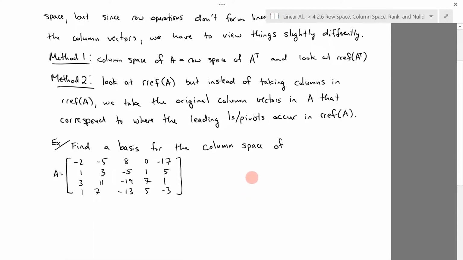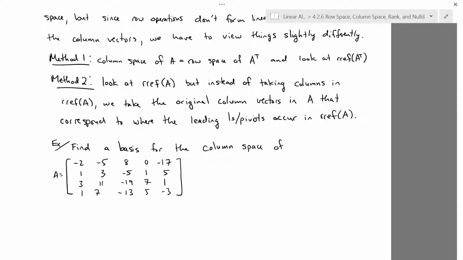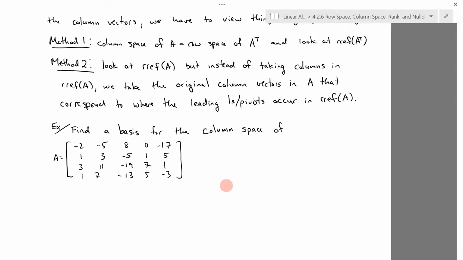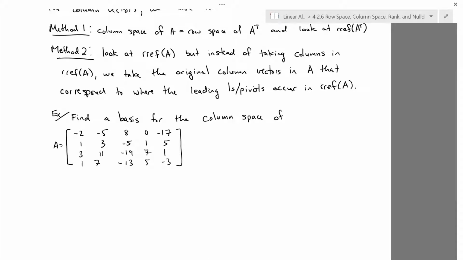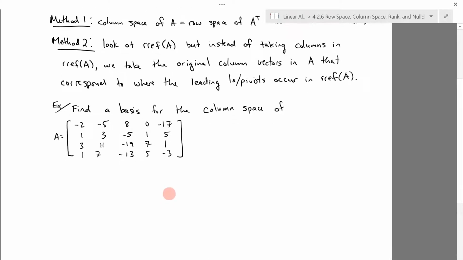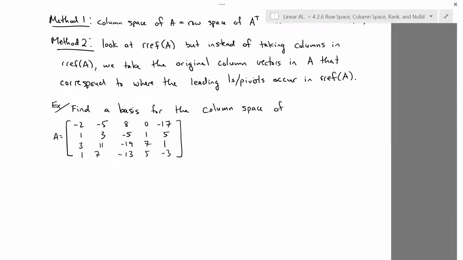So in this example, we'll see how to obtain that basis using both methods. We'll see in the course of using each method that the basis we get from each one is going to be different, but in the end it doesn't matter because they still form a basis for the same subspace. Okay, so let's look at method 1.